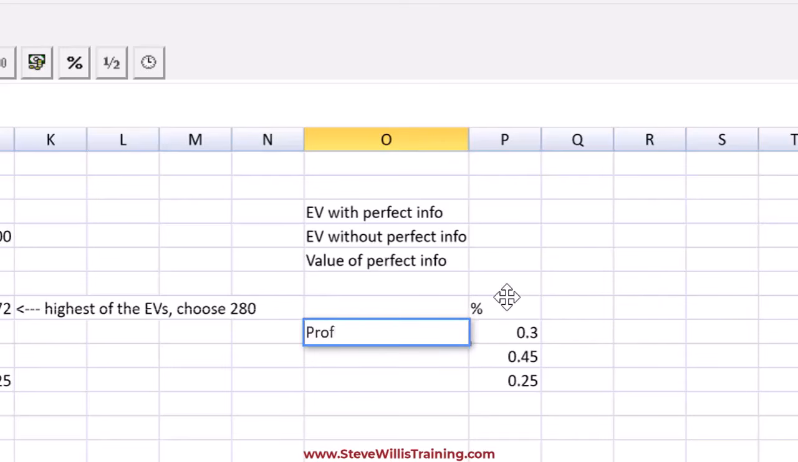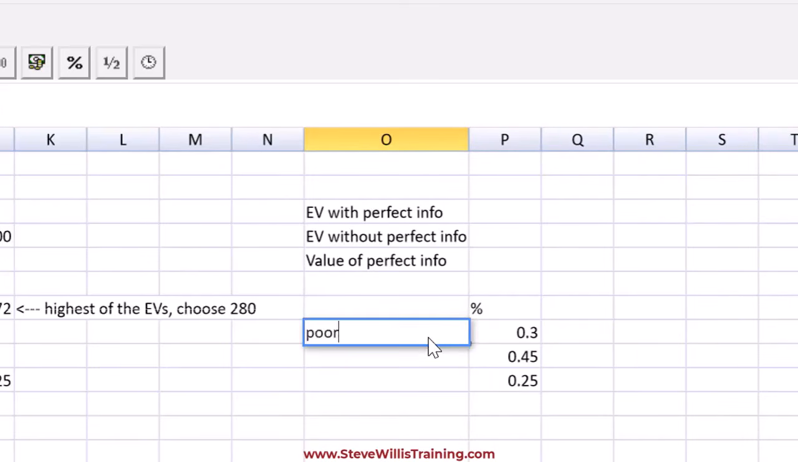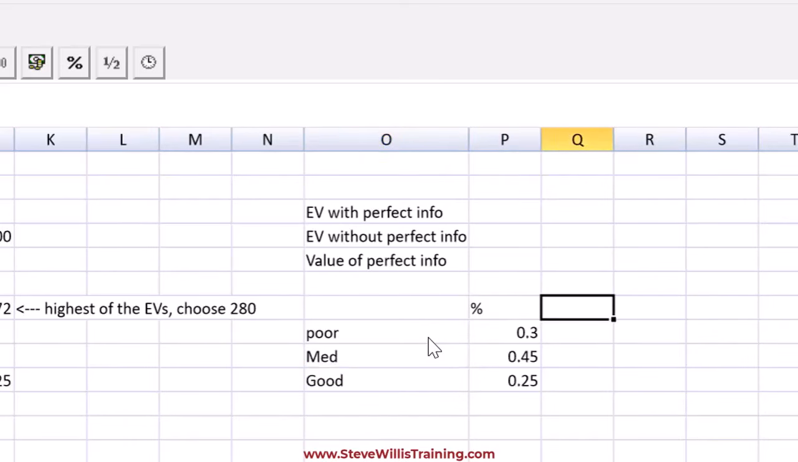Now, profit at this weather state. I'm just going to retype those instead of dancing back and forth, okay? So, this was poor weather, medium weather, good weather, and we can do the profit here. Now, remember, this is the profit that we would get if we knew with 100% certainty the weather beforehand. Profit, so that's going to be equal. I'm just going to grab those numbers and type them in by hand instead of zipping back and forth doing the linking to the cells. Okay, so that's going to be equal to the 1750 from over there. Medium, we say we would get 1400, and poor weather, we'd get 1000.